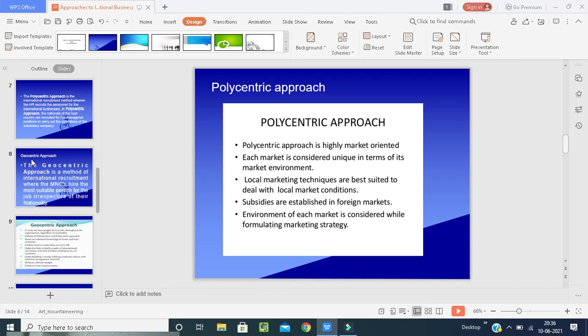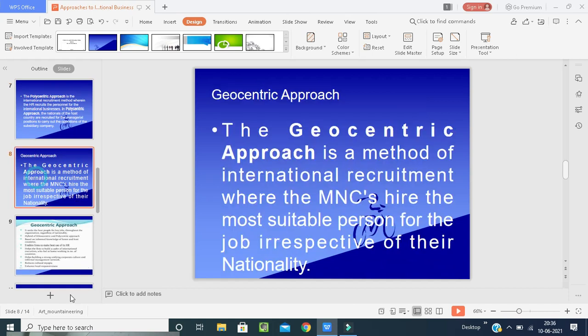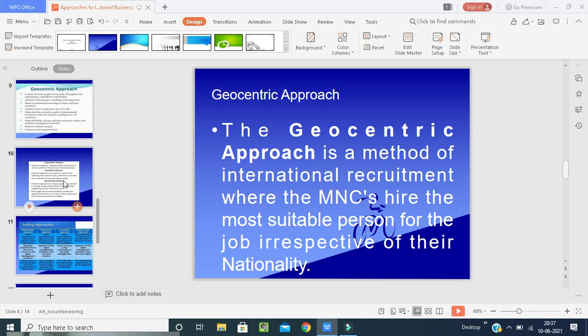Next, geocentric. What do you mean by geocentric here? The geocentric approach is a method of international recruitment where the MNCs, multinational companies, hire the most suitable person for the job irrespective of their nationality. That means, apart from their own country, they will select from outsiders. That is called geocentric. Wherever in the geographical area, say the central part of Asia, they will select the right person for the recruitment. They need the qualities here.